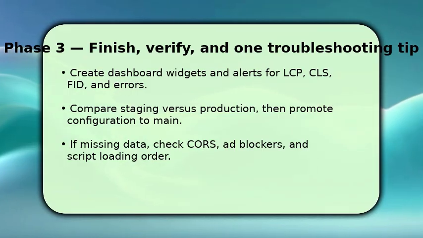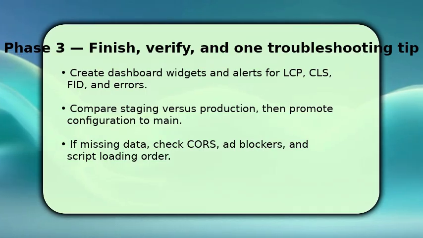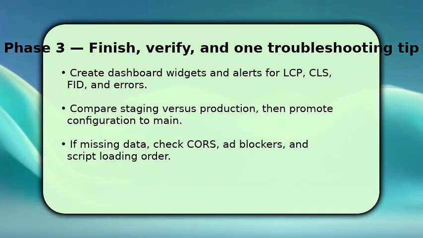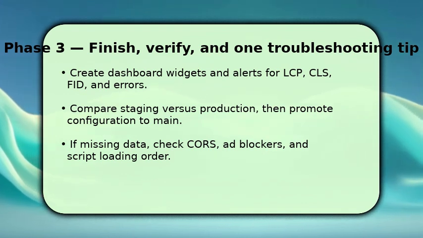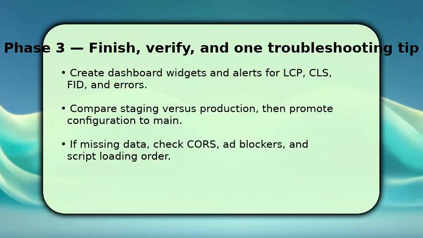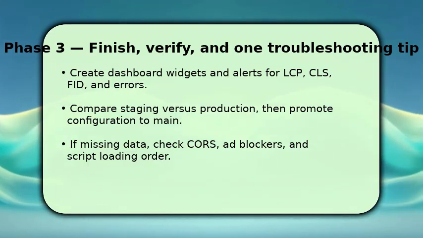to validate trends. If you see missing or incomplete data, check common problems: CORS headers, ad blockers blocking the script, or incorrect script loading order. Also ensure sampling isn't excluding traffic. Adjust sampling or test with direct requests to validate collection.